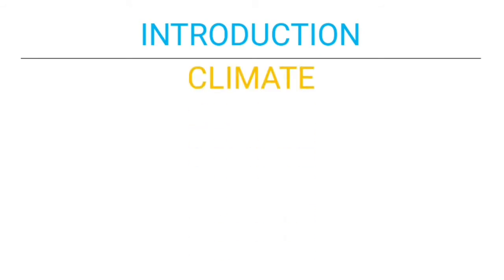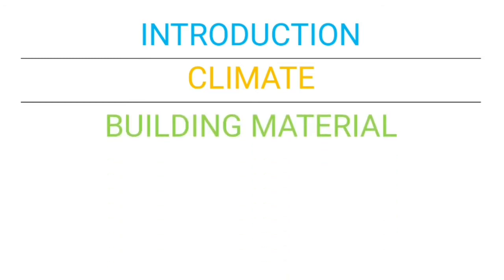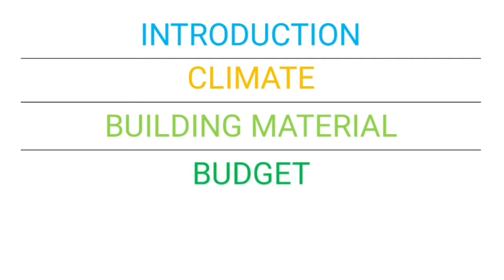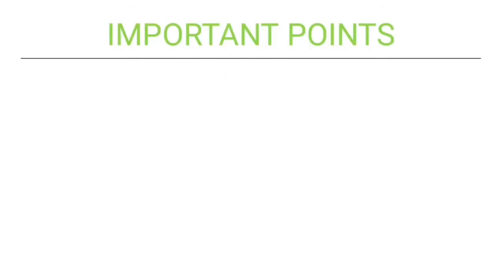We have discussed the introduction of the chapter. Then we had discussed climate, how climate affects the structure of a house. Then we had discussed building material, and also budget, how budget affects the type of house that we build. And the last thing that we had studied was things to remember. Okay, so let us start with important points.